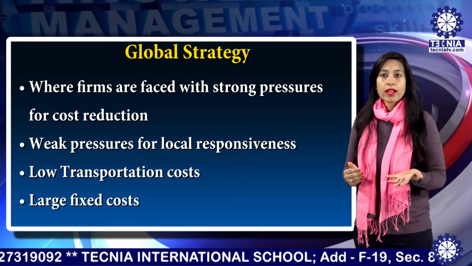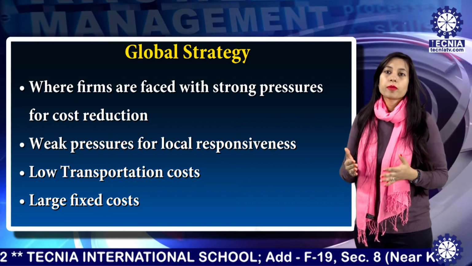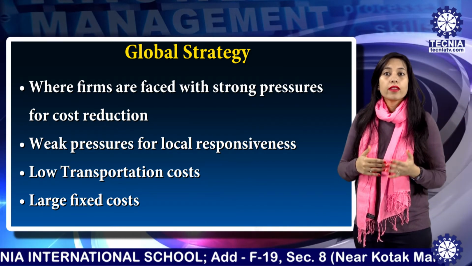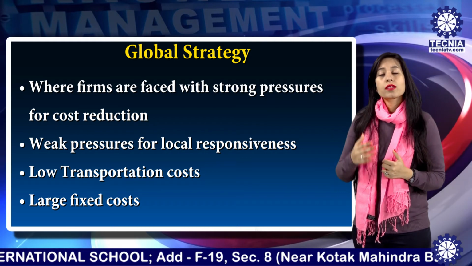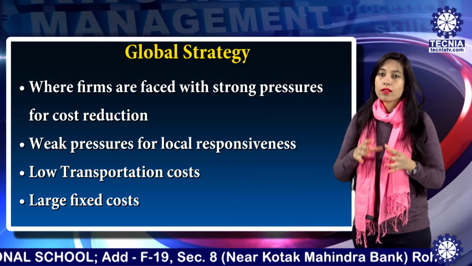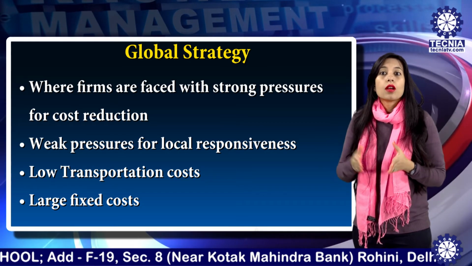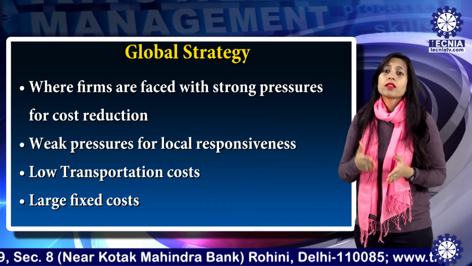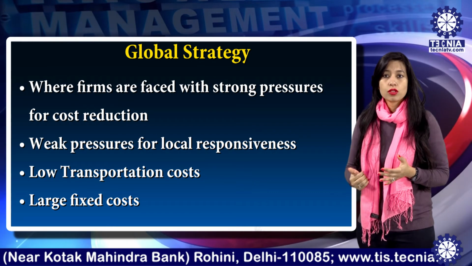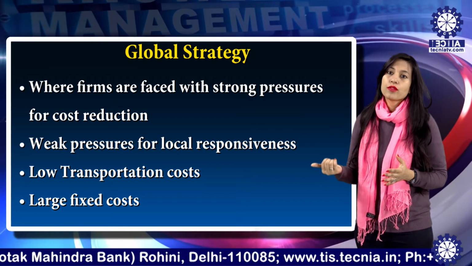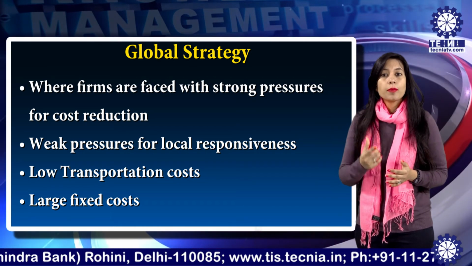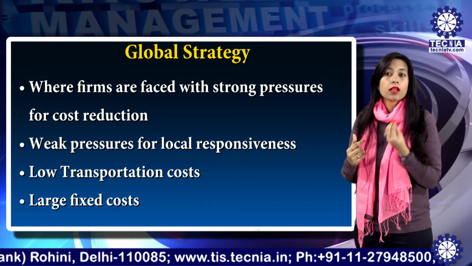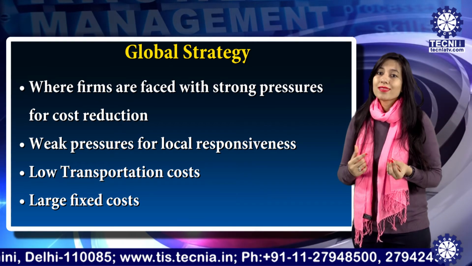A global strategy would normally be adopted by companies wherein the firms are faced with strong pressures for cost reductions, but weak pressures for local responsiveness, wherein the firms have low transportation cost but large fixed cost. One of the companies which follows a typical global strategy is AT&T.